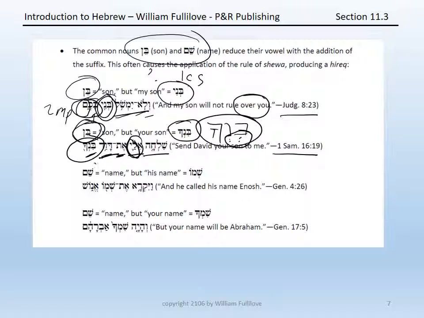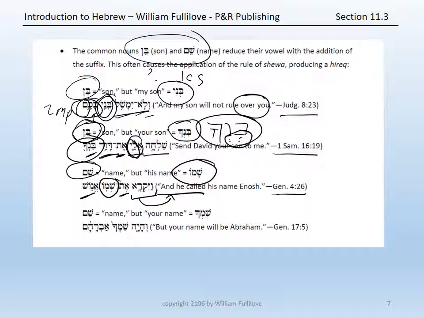Similarly with the noun shem, meaning name. Normally, the tsere will reduce to a schwa. His name would be shemo. Genesis 4:26, Vayikra et shemo Enosh. Vayikra is what we call a qal narrative form that we will cover in a future chapter. And he called. Et is the marker of the definite direct object. His name, and then the name itself, Enosh.